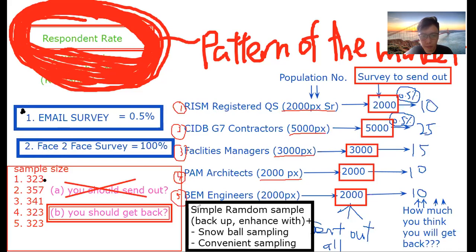If I do simple sample already, if I do snowball already, if I do convenient already, I ask around my friends already, I still cannot reach 323. I only reach 120. How? Teacher, please teach me. Please tell me, what should I do? Then you as a lecturer, you as my supervisor, what should you tell me?